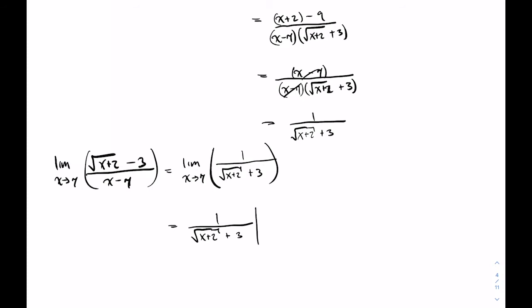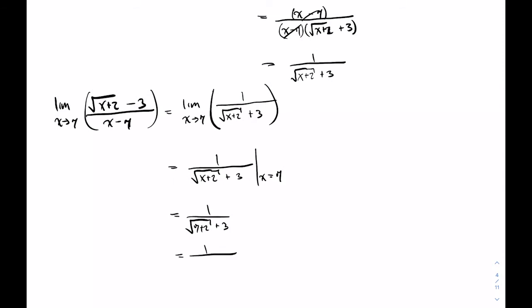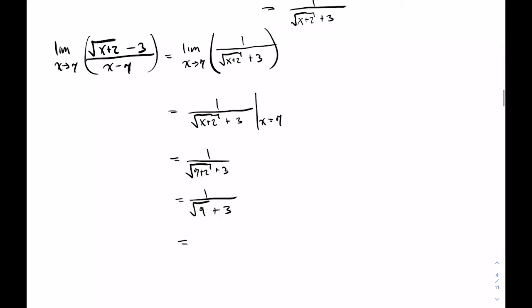at x equals 7. So what we end up with is 1 over the square root of 7 plus 2 plus 3, which is equal to 1 over the square root of 9 plus 3, which is 1 over 3 plus 3, which is equal to 1 over 6. And that is our final answer.